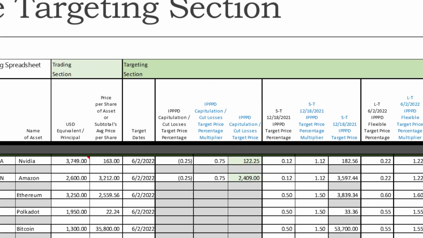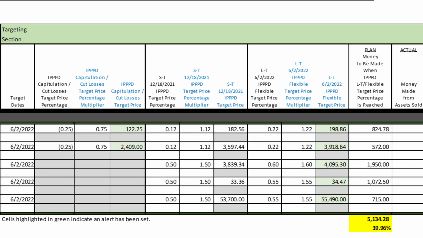The next subsection is related to short-term targeting. In the short term, we wanted a price appreciation of 12% for stocks and 50% for cryptocurrencies, which means our targets will have been reached before holding the full year and a day length of time. We have that expressed as a fraction and as a multiplier. 1 times the buy price is the buy price plus the appreciation percentage gives us the short-term target price percentage multiplier. Multiply that times the buy price and we get the short-term target price.